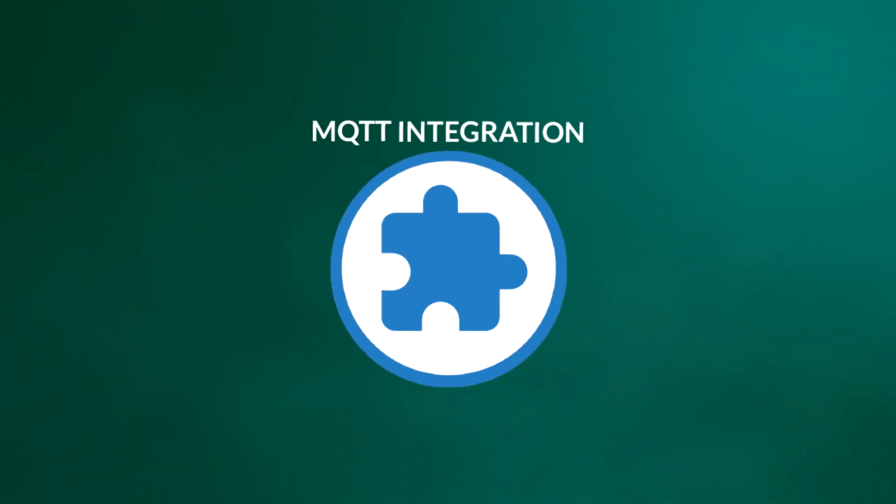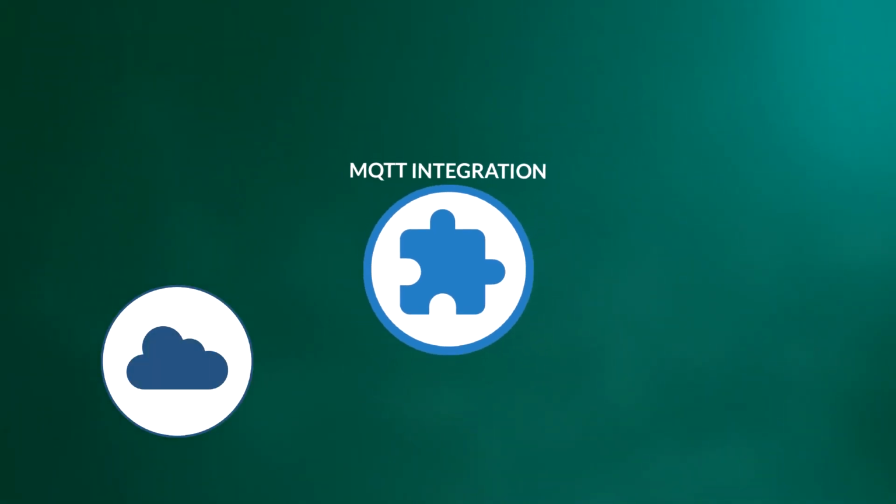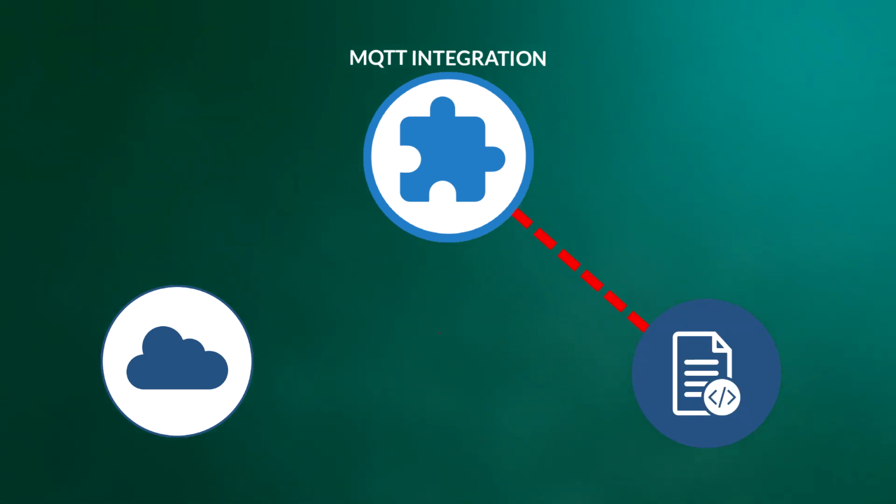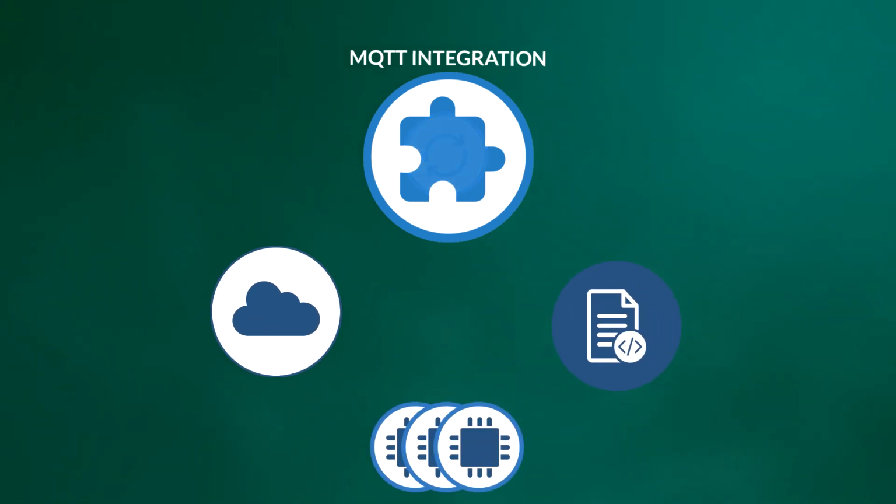MQTT integration is a special ThingsBoard Professional Edition feature that allows to connect to external MQTT brokers, subscribe to data streams from those brokers, and convert any type of payload from your devices to ThingsBoard message format. Its typical use is whenever your device is already connected to external MQTT broker or any other IoT platform or connectivity provider with MQTT-based backend.